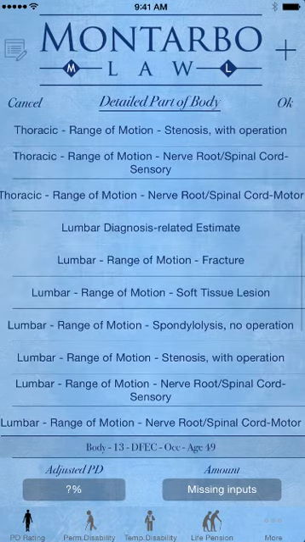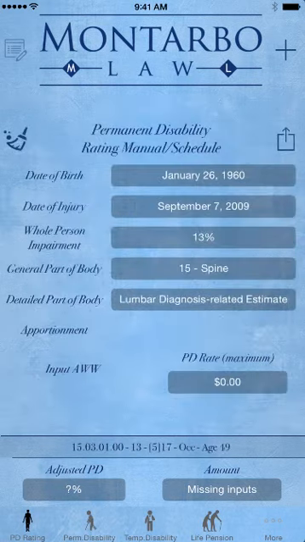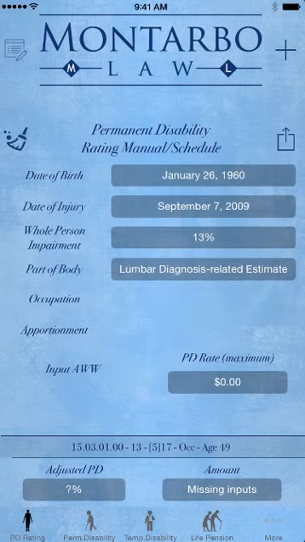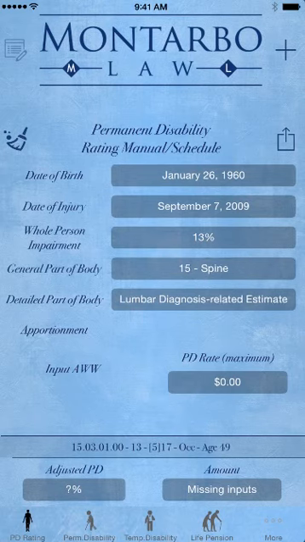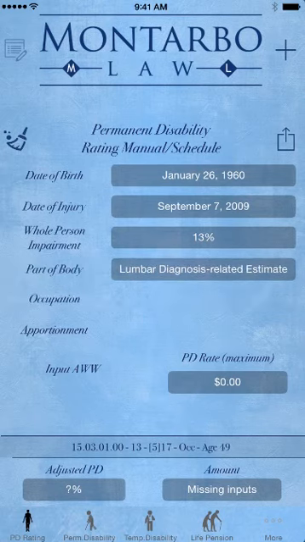Now this is a relational database, so it only brings up the options for your input involving the spine. In my hypothetical, it's the lumbar diagnosis related estimate, the DRE. So we're going to double tap on that, and we filled that in. Now we have to go back to occupation. To go back to occupation, you tap on general part of body or detailed part of body, that area of your display, and it does a flip and it brings up occupation. Now we're going to tap on the word occupation.